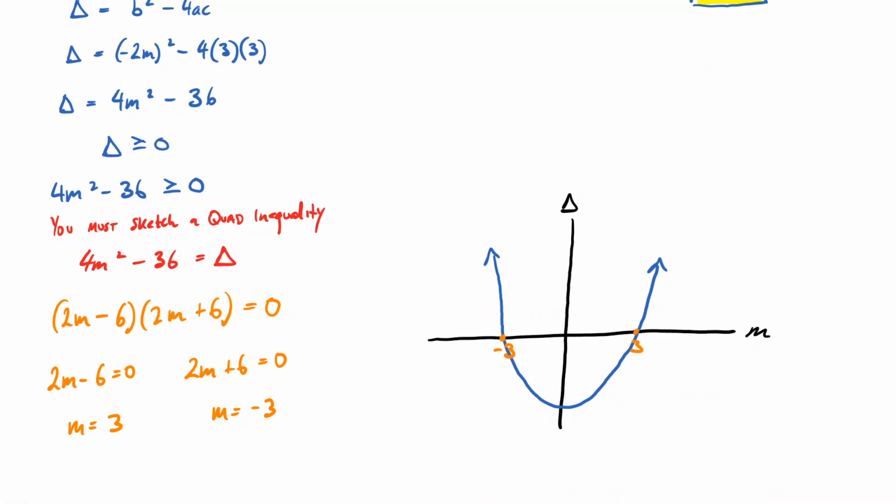Now, we want to figure out when my discriminant is greater than or equal to 0. So that means I'm including all of this and all of this. That's what I'm including there. And you have to make sure that you're including your m-intercepts, because that's when it's equal to 0. So that means my final answer here, after all is said and done, is m is going to be less than or equal to -3, or my m is going to be greater than or equal to 3. That is my final answer.